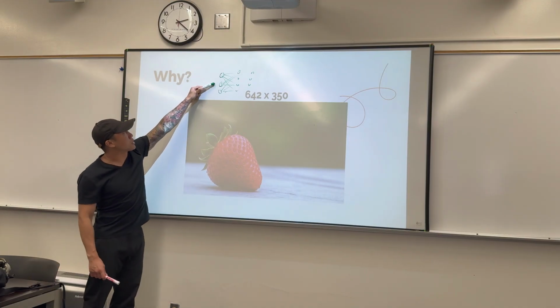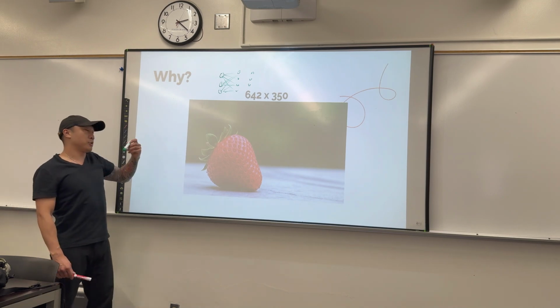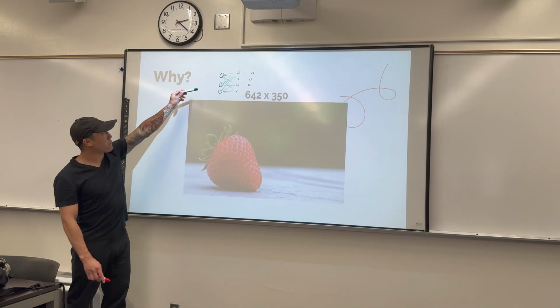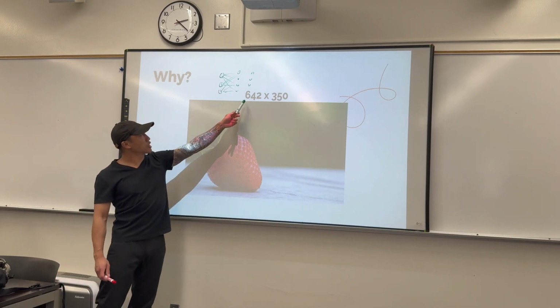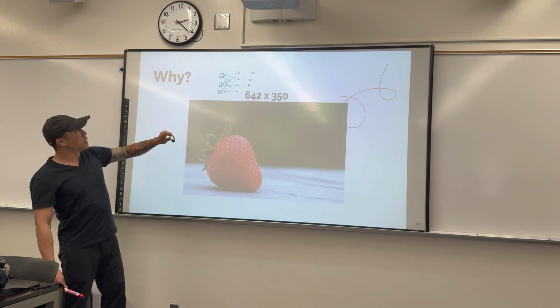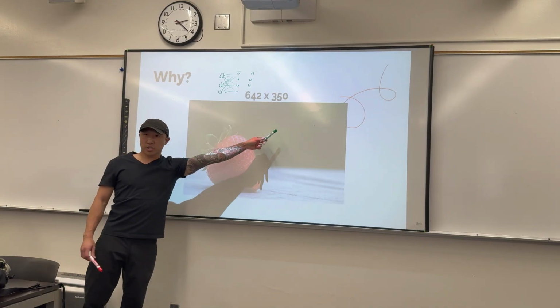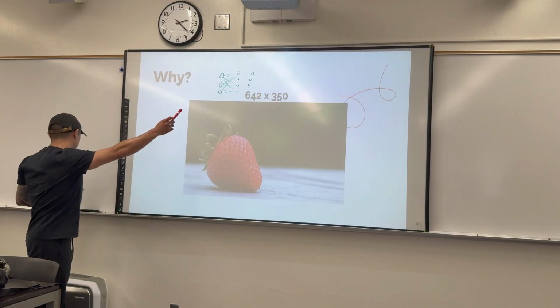Right here, the input number is 3, as indicated by these 3 circles. But data in real life is always going to be bigger than that. In this example, we have an image, and these are the actual dimensions. It's a 642 by 350 pixel image, which means that this is going to be the number of inputs for our neural network. This is obviously way too big. Actually, this number isn't even right.